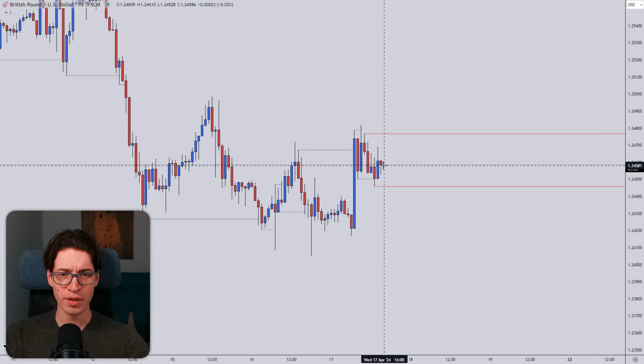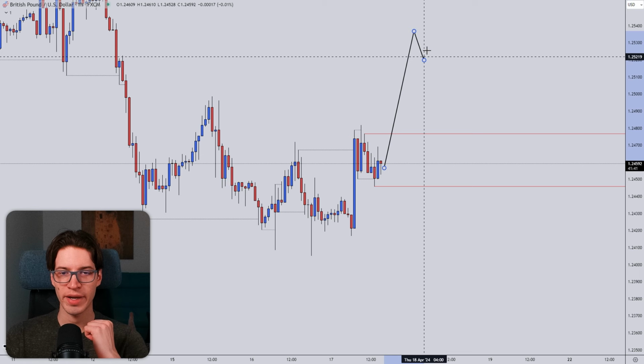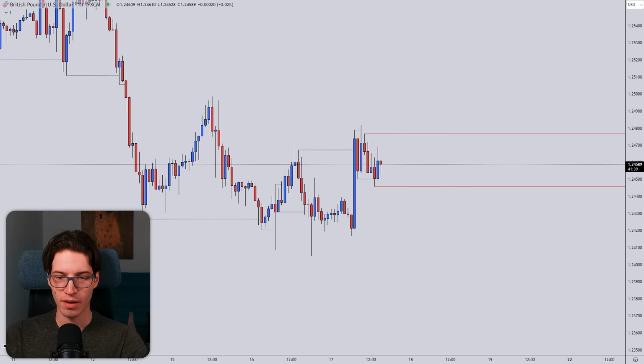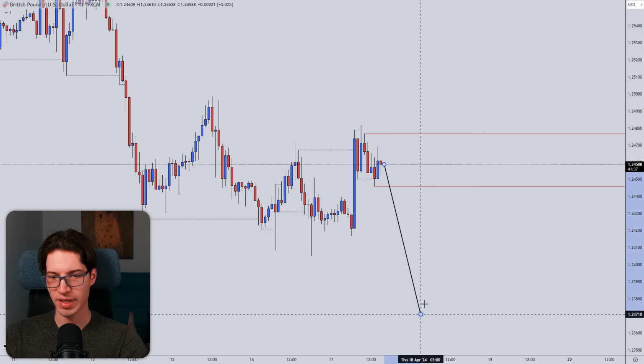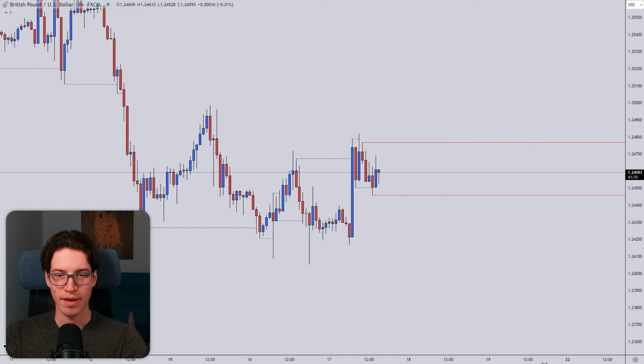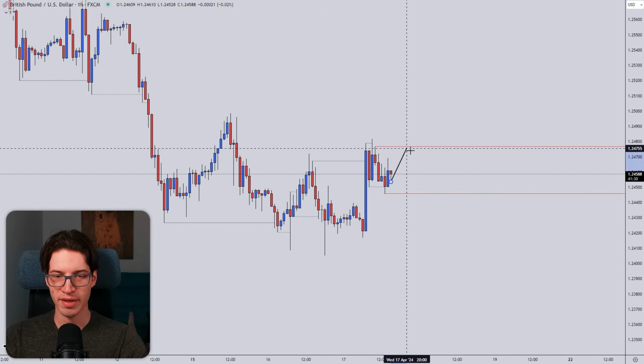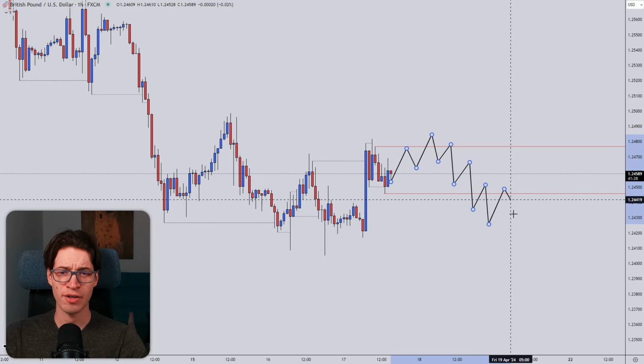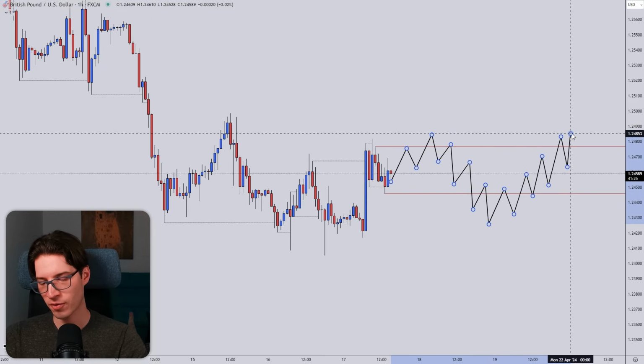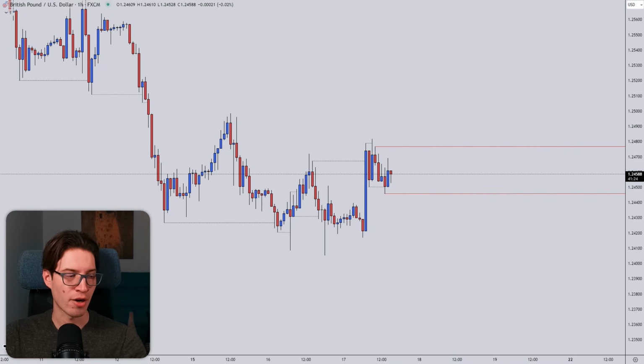Forecast for the pound US dollar: looking for a large push up or a large impulse down. Okay, so basically that's about it. I'm expecting more range bound price action. It's definitely not on the watch list, and I'm just looking for that large push up or that large push down.